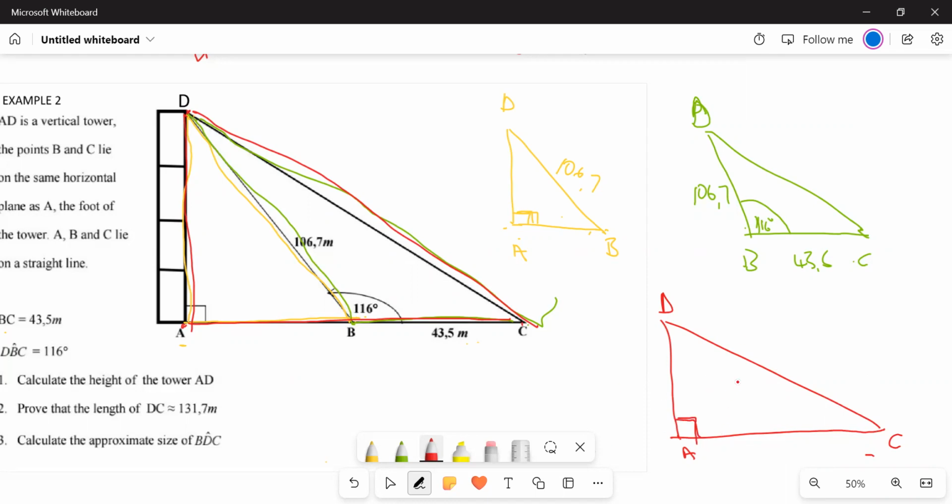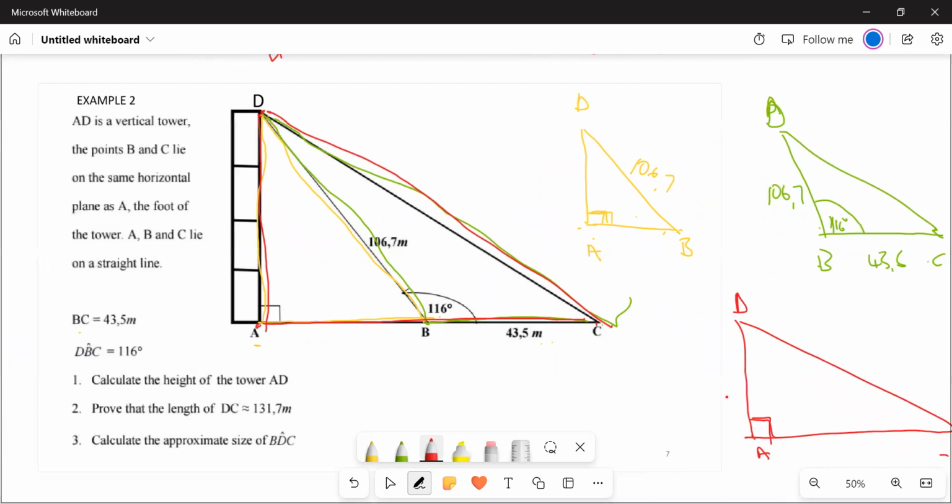Now, the first thing that they said we should calculate is AD. Okay. Now let's name our triangles. We're going to name this one number 1. We're going to name this one number 2, and then we're going to name this one number 3.